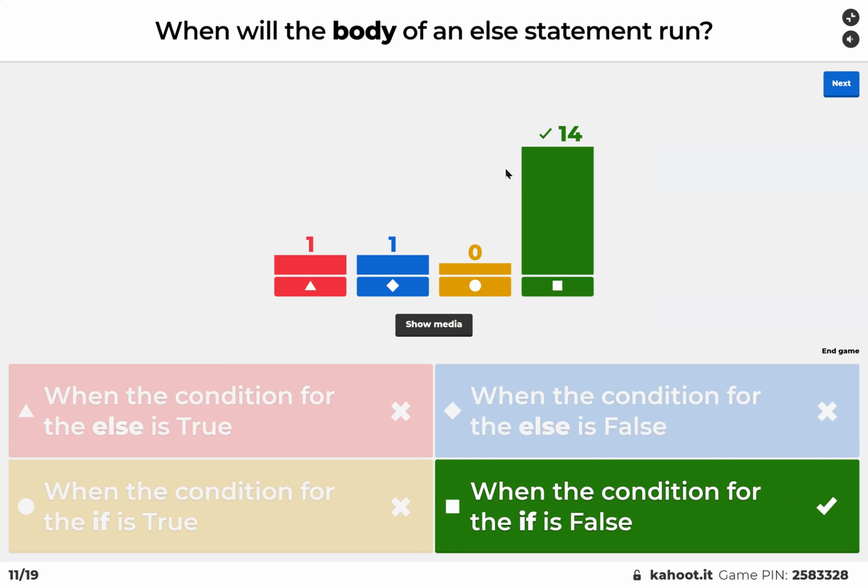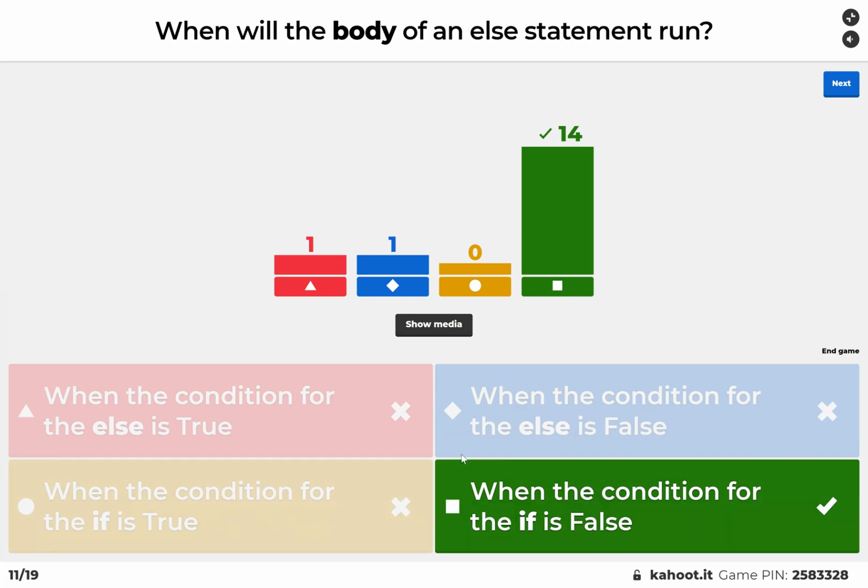All right, so when I use an else, do I need to give a condition for the else? No, you do not. Else is always going to run when the condition for the if above it is false. So else doesn't need a condition in the first place, so red and blue are definitely disqualified. And when the condition for the if is true, that's when the if runs, and we can't run both the if and the else, so that one's also disqualified.